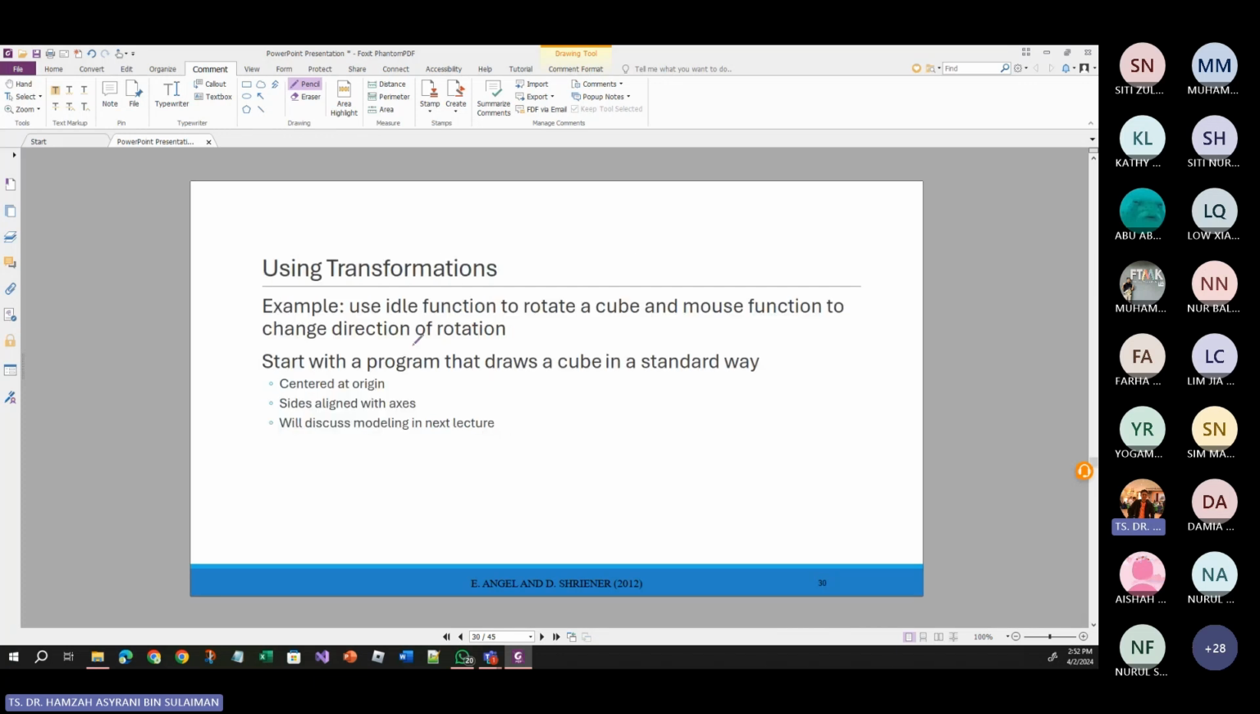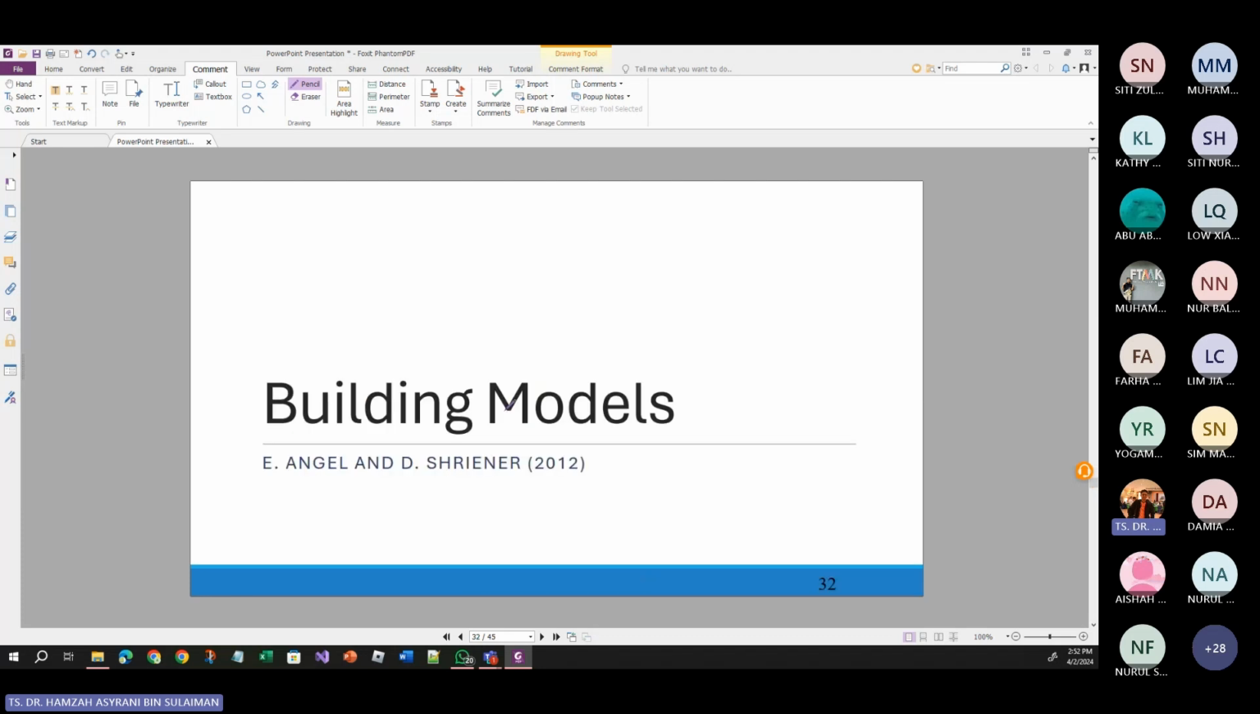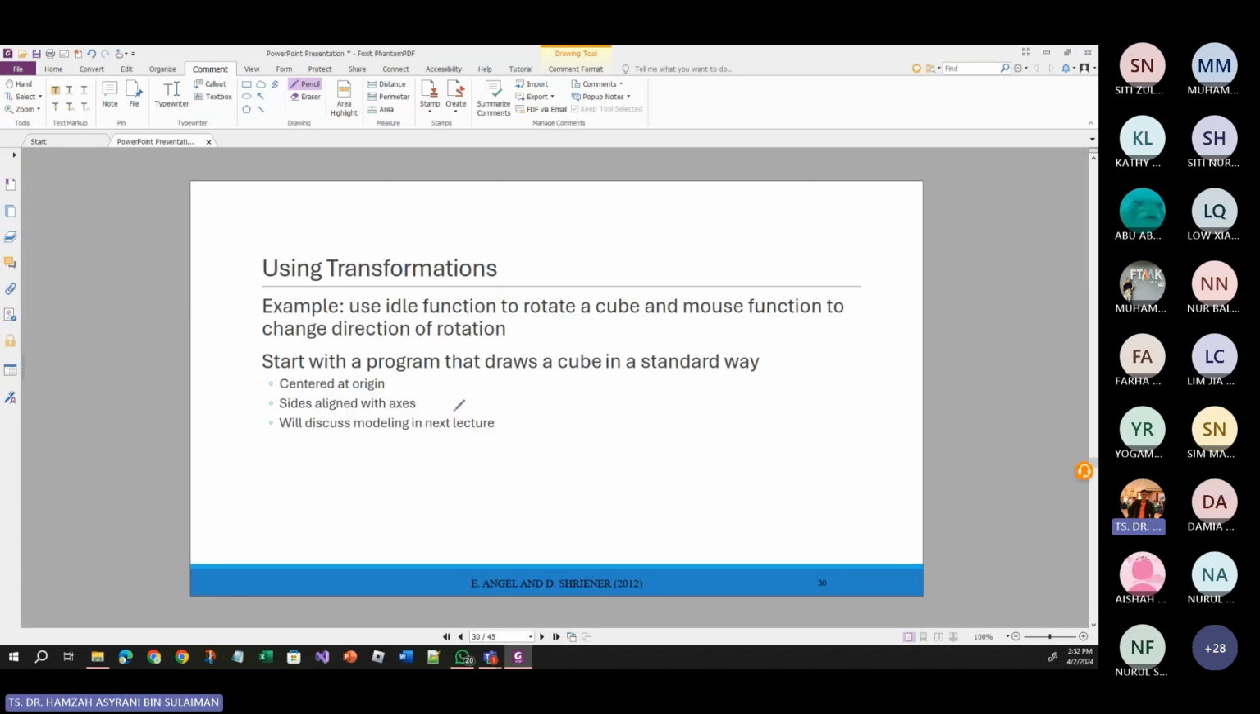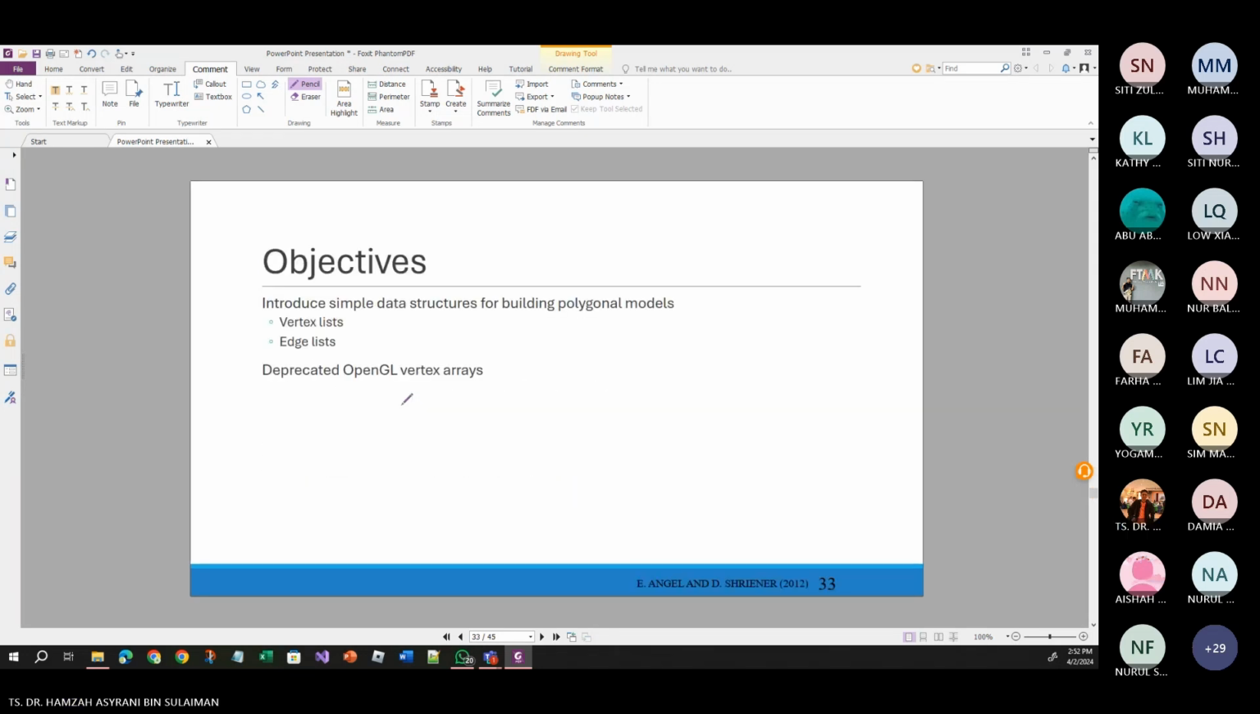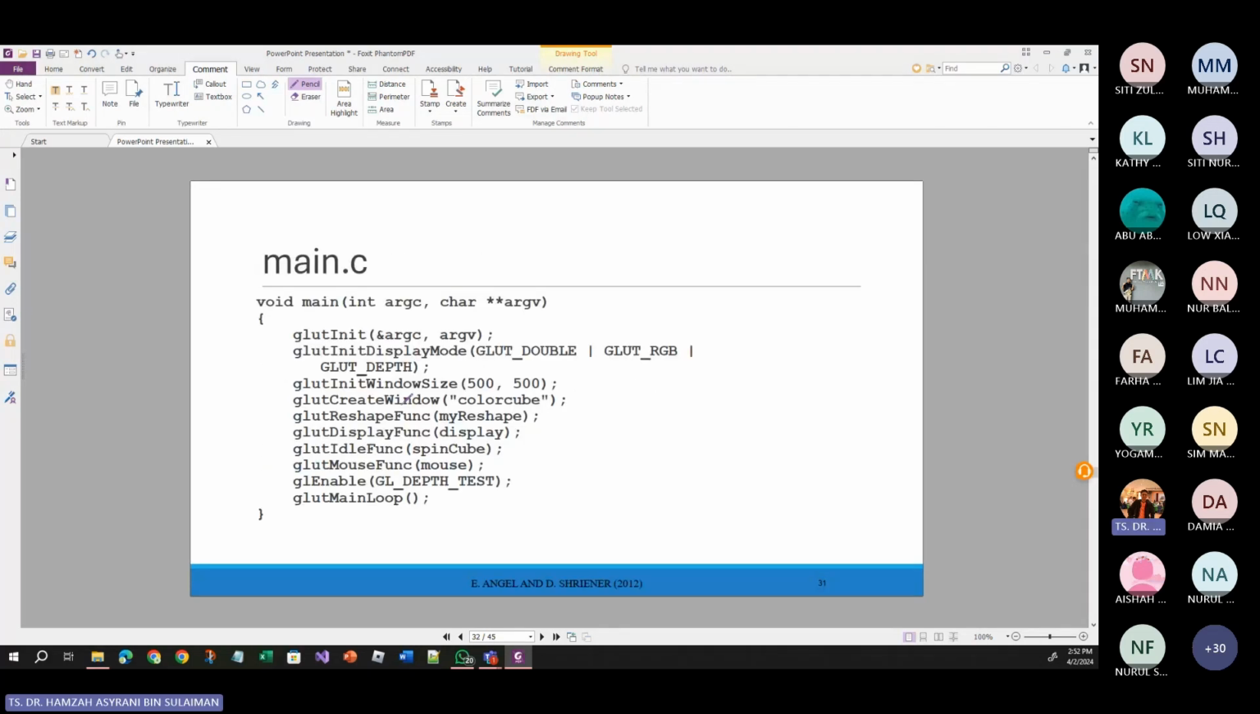Example, use idle function to rotate a cube and a mouse function to change direction of the rotation. Kita guna mouse kita tukar direction kan. Okay, start with a program that draws a cube in standard world. Kita draw cube lah. Ni, kita draw cube. Mana cube dia? Okay, tunjuk pula. Then we discuss next. Okay, ada ke debat ni? Okay, tak apa, kita tengok nanti kalau ada.